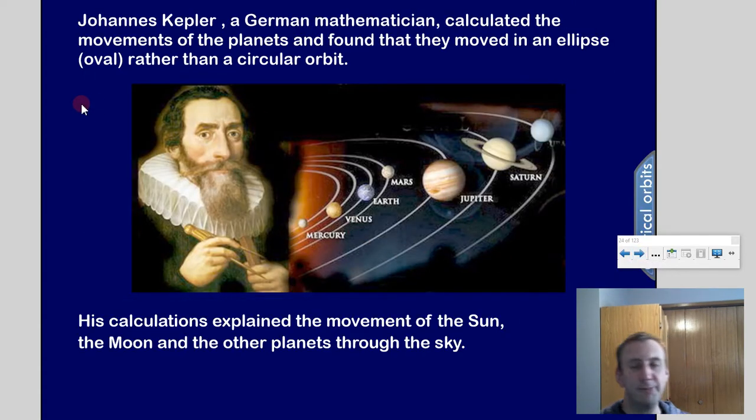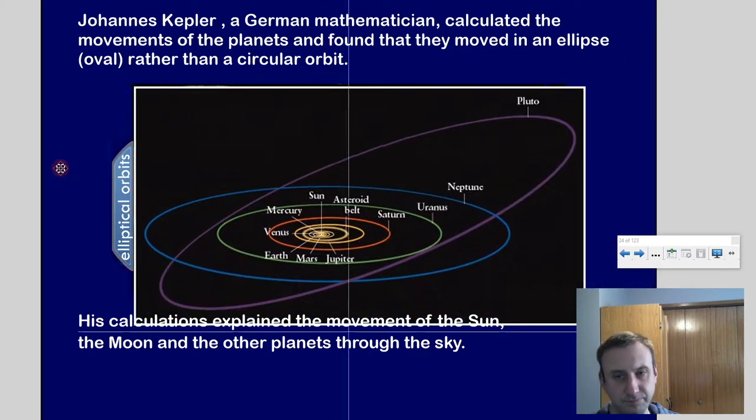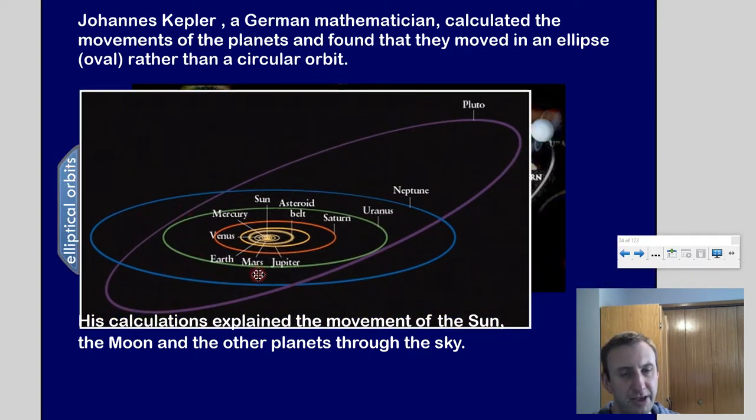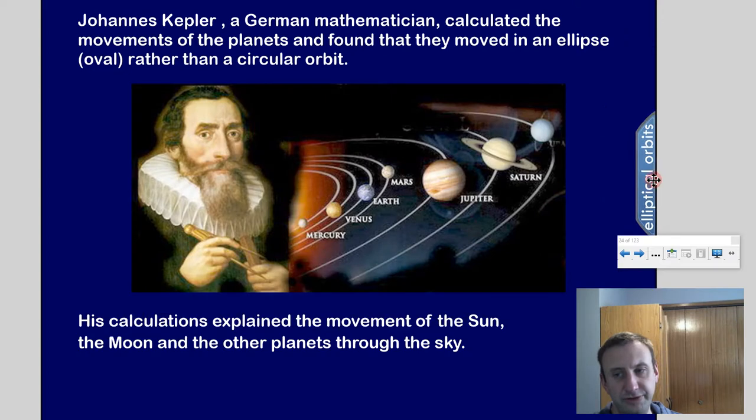So Johannes Kepler, a German mathematician, calculated the movement of the planets and found that they moved in an ellipse, an oval, rather than a circular orbit. And this explains basically how things were moving and got rid of the orbits on orbits that were still kind of happening in solar system models. So it explained the movement of the sun, the moon, and the other planets through the sky. And here we have some pictures of elliptical orbits, right, of different things in our solar system going around the sun, which is the center.